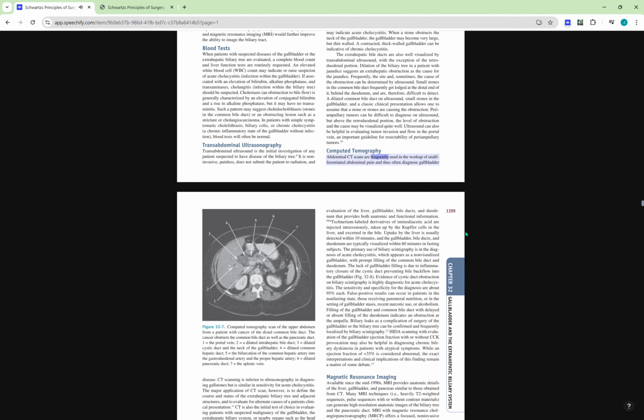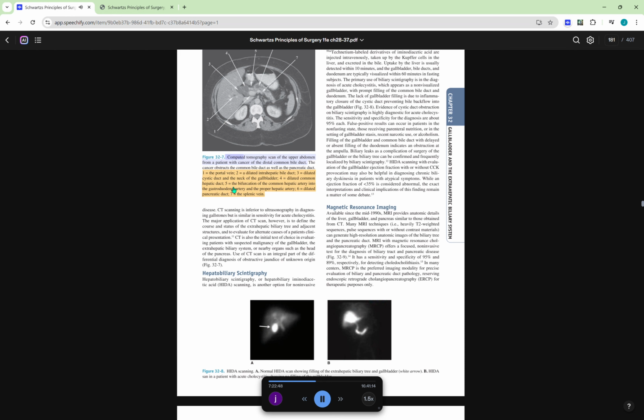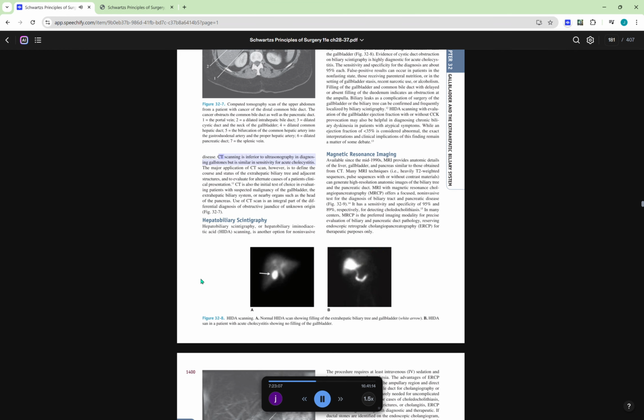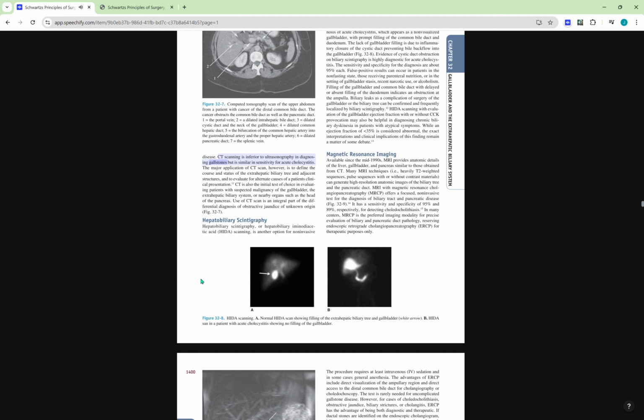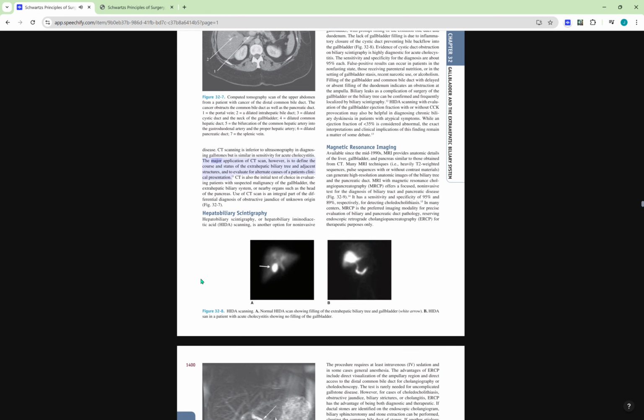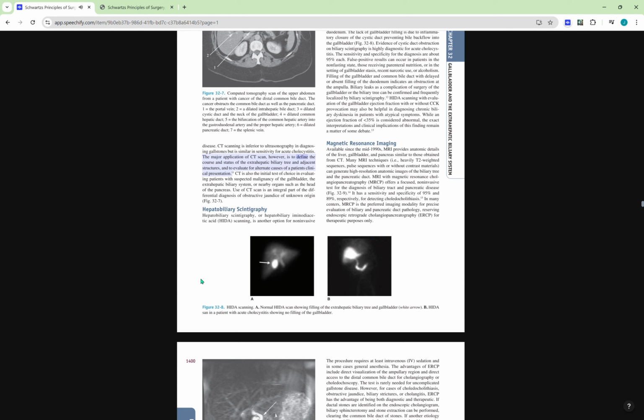Computed tomography. Abdominal CT scans are frequently used in the workup of undifferentiated abdominal pain and thus often diagnose gallbladder disease. CT scanning is inferior to ultrasonography in diagnosing gallstones, but is similar in sensitivity for acute cholecystitis. The major application of CT scan, however, is to define the course and status of the extrahepatic biliary tree and adjacent structures, and to evaluate for alternate causes of a patient's clinical presentation.